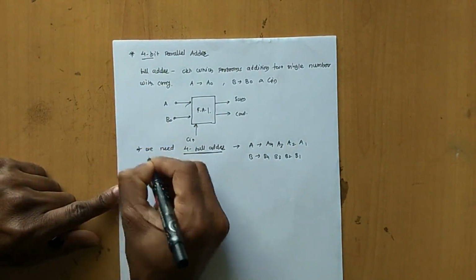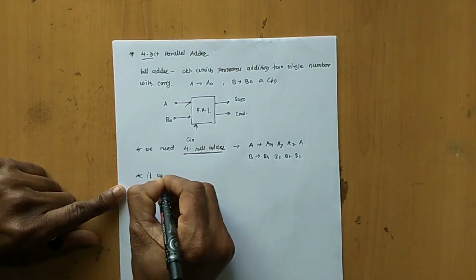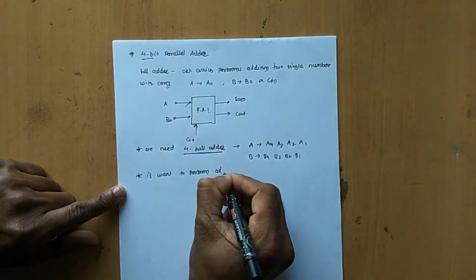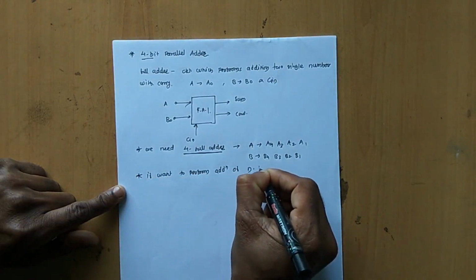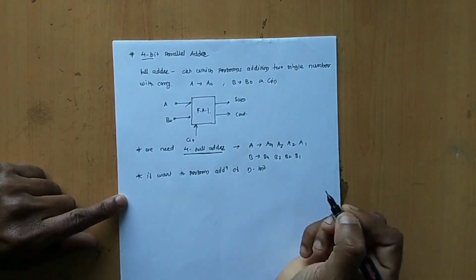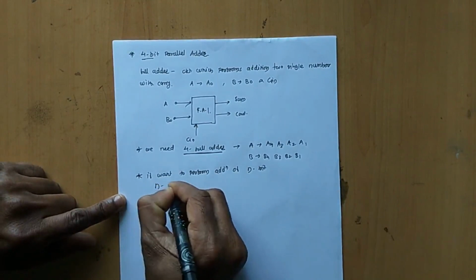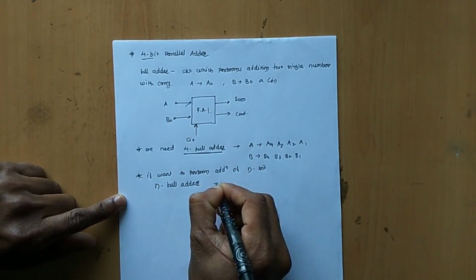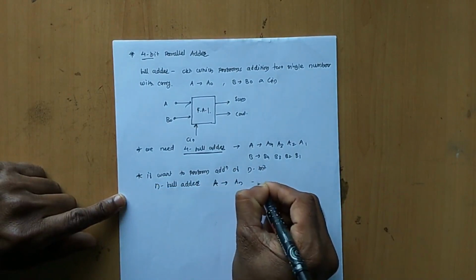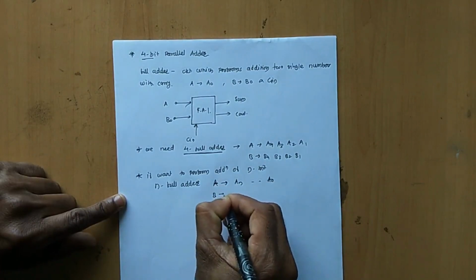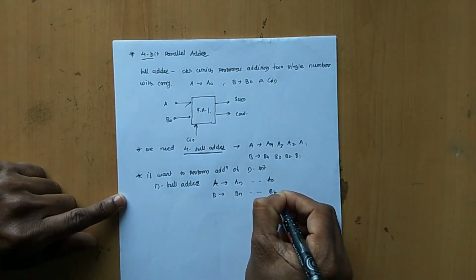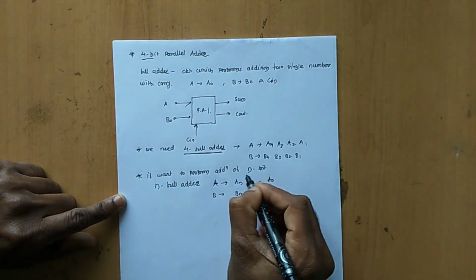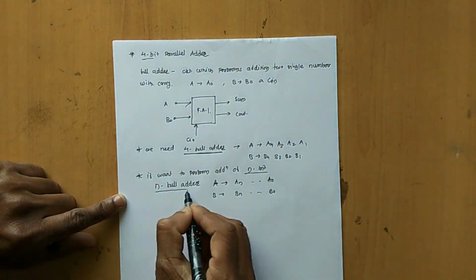In the same way, if you want to perform addition of n bits, then we need n full adders. How is it? Let's go through it. Suppose number A has An to A0 bits and number B has Bn to B0 bits. To add each and every bit we need 1 full adder. In this way, if we want to perform addition of n-bit numbers, then we need n full adders.